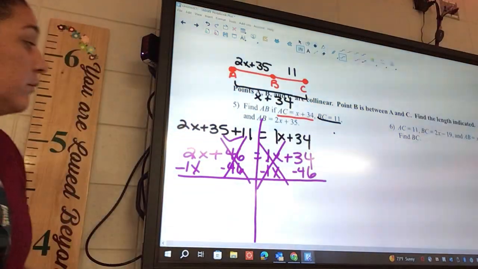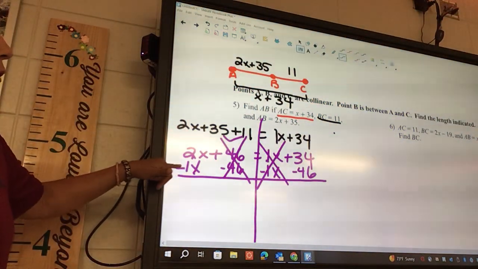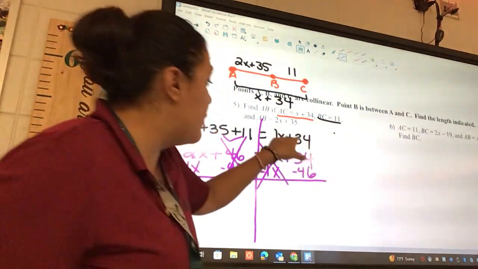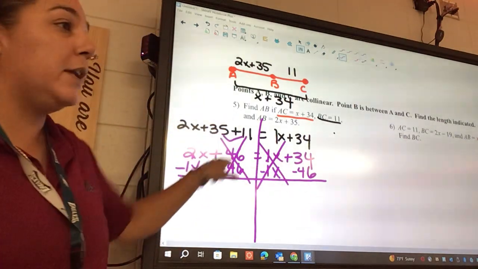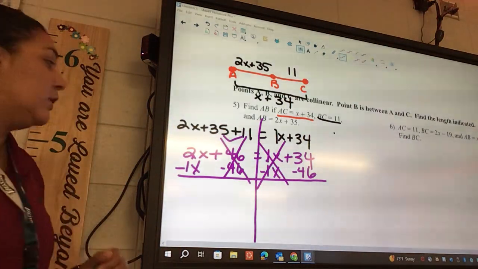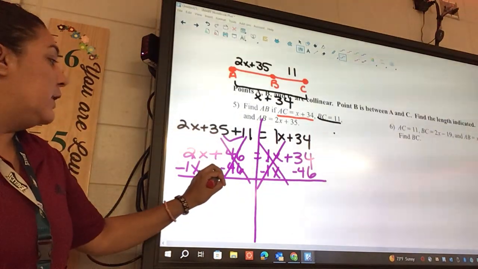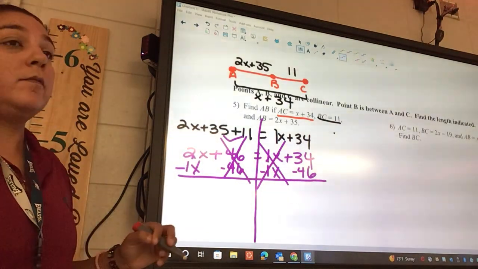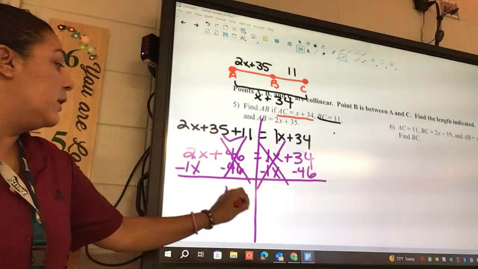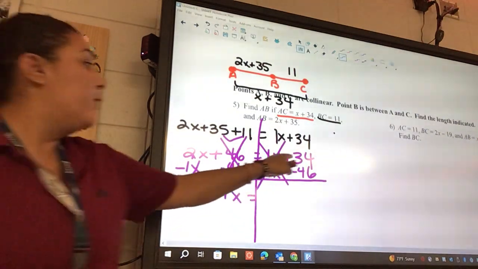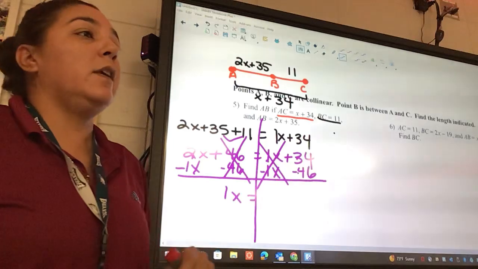And again, I know I'm beating a dead horse, but everybody should have something underneath of it, and we should have 2 big x's on both sides. Okay, that means everything canceled. It looks good. Okay, 2x minus 1x. So essentially, what is 2 minus 1? 1. So 1x equals 34 minus 46.